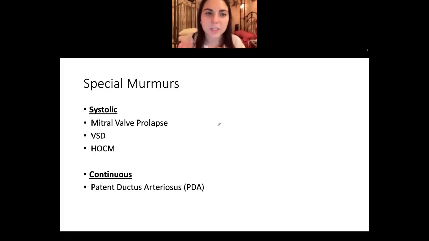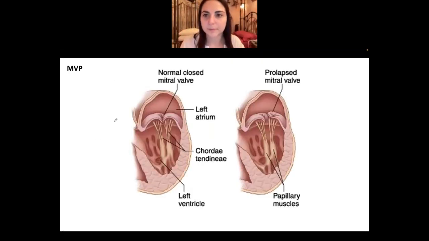So then after the stenosis and the regurg murmurs, there are special murmurs. They get their own slides because they're special. The ones that occur in systole are mitral valve prolapse, ventricular septal defect, and HOCM. And then there's a continuous murmur, that's your PDA, which we'll talk about.